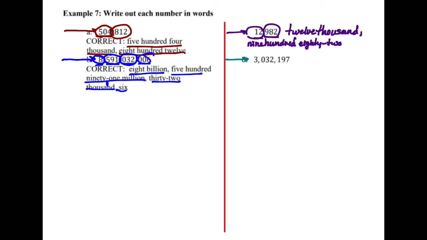So from the left, there's the ones, the thousands, the millions. So this is 3 million. And then this number here, remember the 0 is like a placeholder. You don't say 0, 132. It's just 32. And it's hyphenated to make it a single number. 32,000, comma, 197.